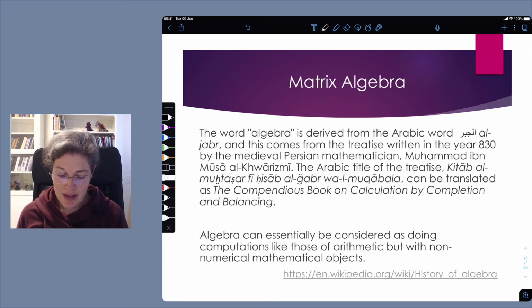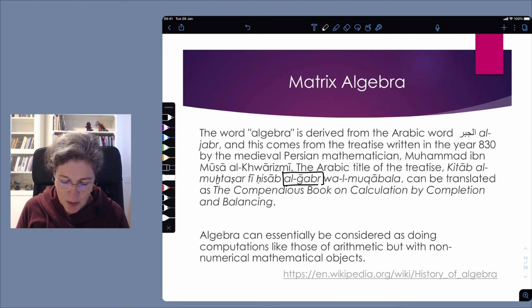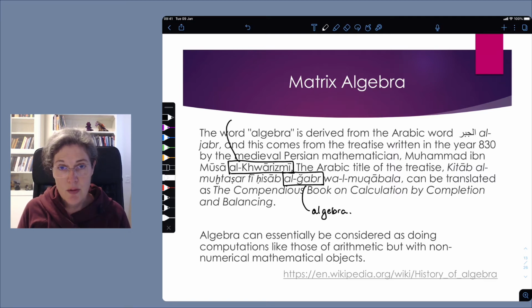So a couple of interesting things here. So here's where algebra comes from. But in fact, our Persian mathematician also gave us the word algorithm. So it was al-Khwarizmi, but that became algorithm. So he was pretty influential.